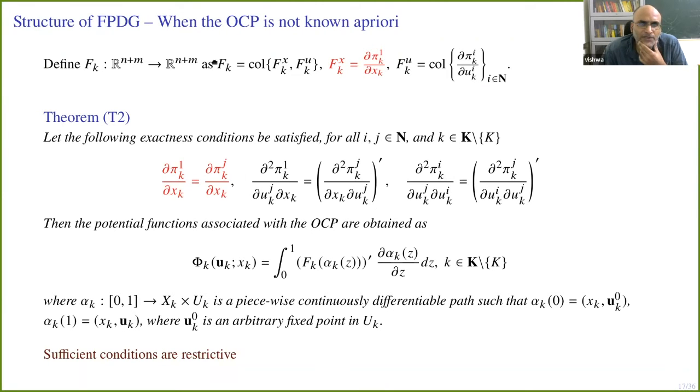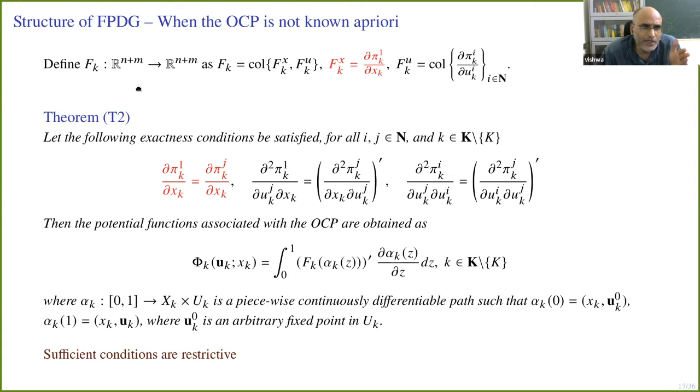So now the question is, if the optimal control problem is not available a priori, which is exactly parallel to the case where the potential function is not available, then one can use the exactness conditions on the static game. So do we have similar conditions also in a dynamic context, in a dynamic setting? Yes.